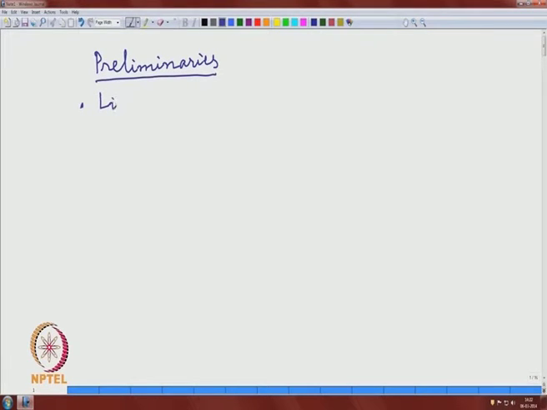First, discuss linear dependence and independence of functions. That is very much used in the study of linear homogeneous equations later. So, linear dependence and independence of functions.